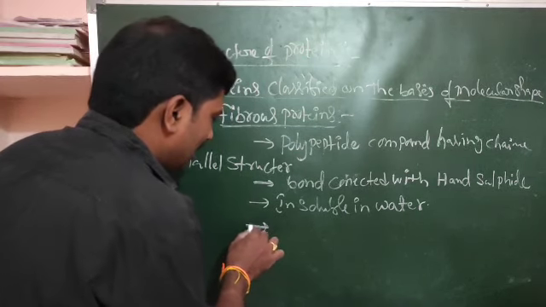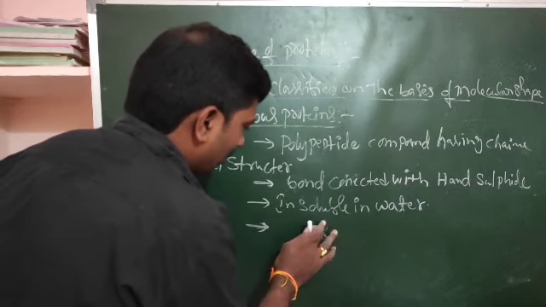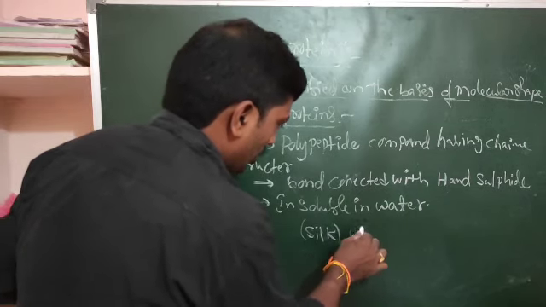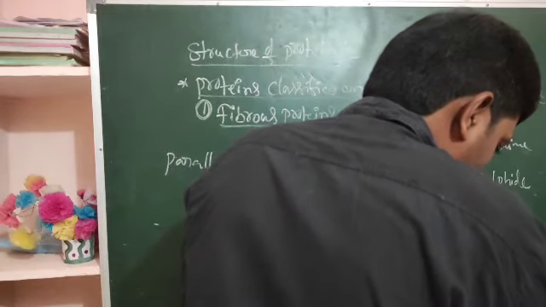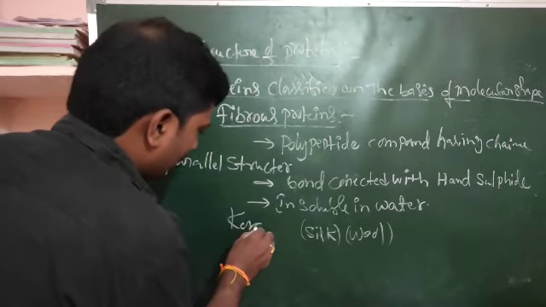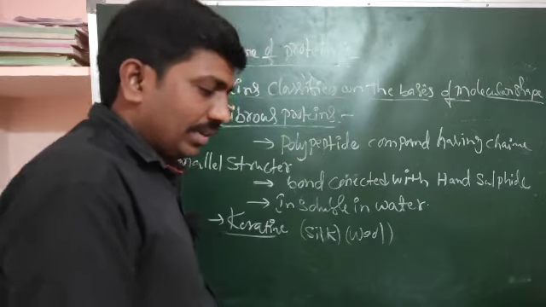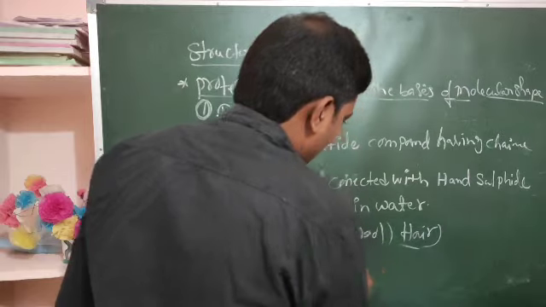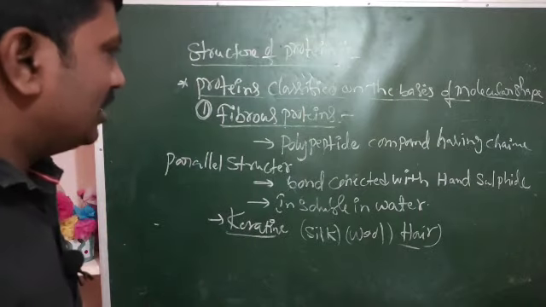Examples of this are silk, and second, wool. The common name for these is keratin. Keratin is a name. Keratin means silk, wool, all of these come as examples. Hair also is an example. Hair has keratin, silk has keratin, wool has keratin. So these are fibrous proteins.